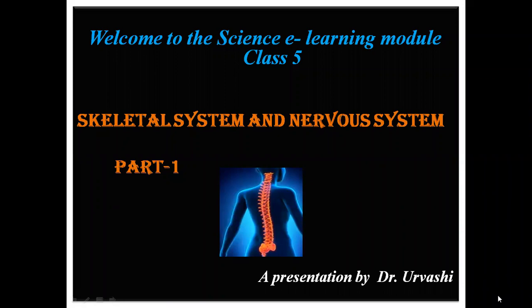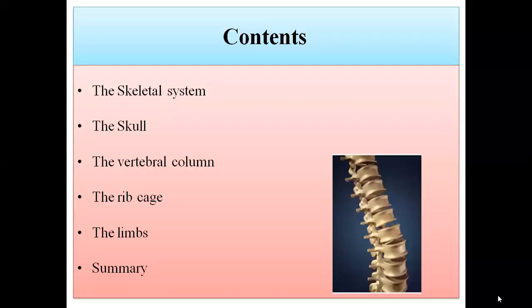Let us start the fifth chapter of science, that is skeletal system and nervous system. Children, this topic is divided into three parts to make you understand in a better way. So let us study what we are going to study today. In today's session, we are going to study the skeletal system, the skull, the vertebral column, the rib cage, the limbs, and summary.